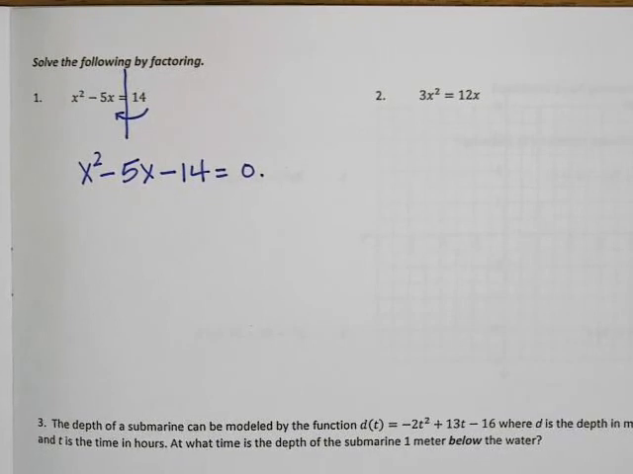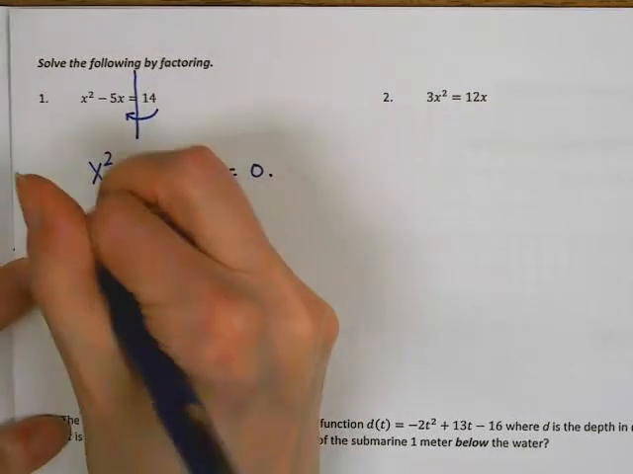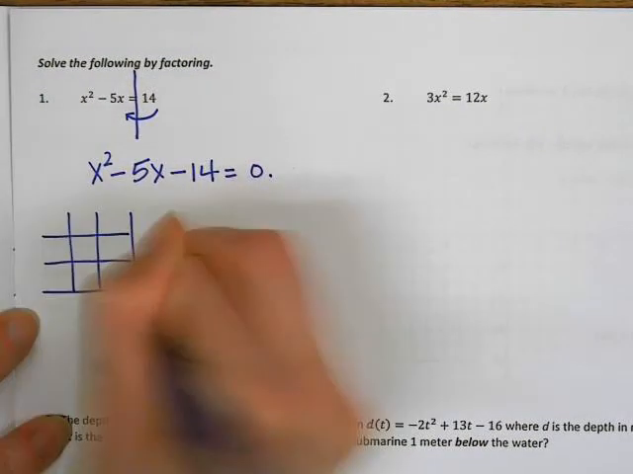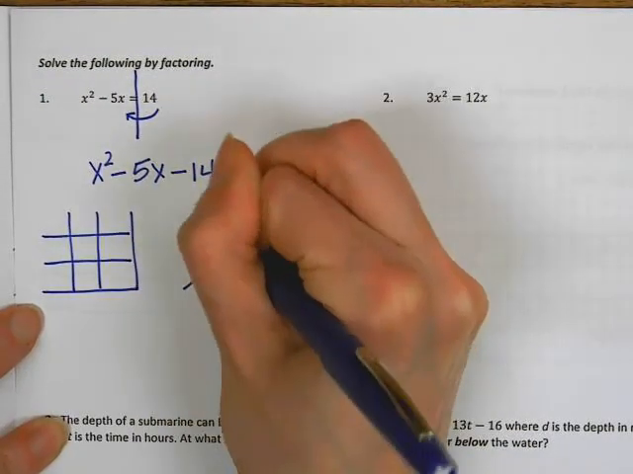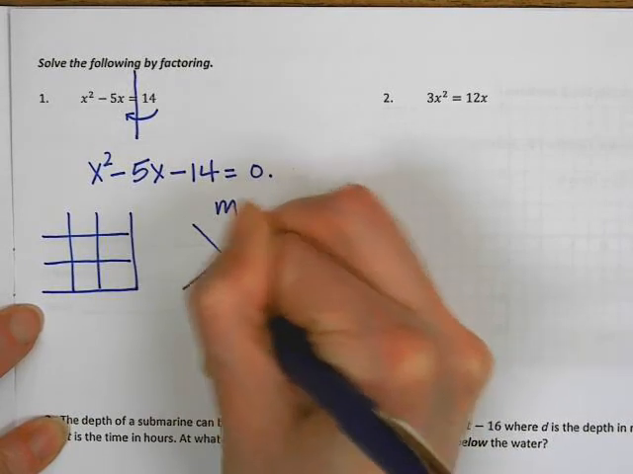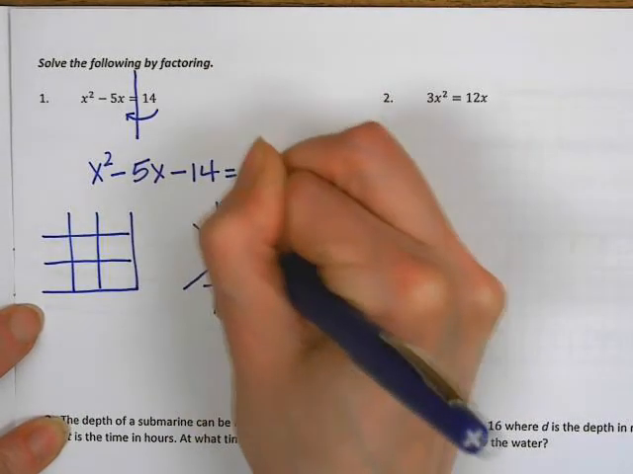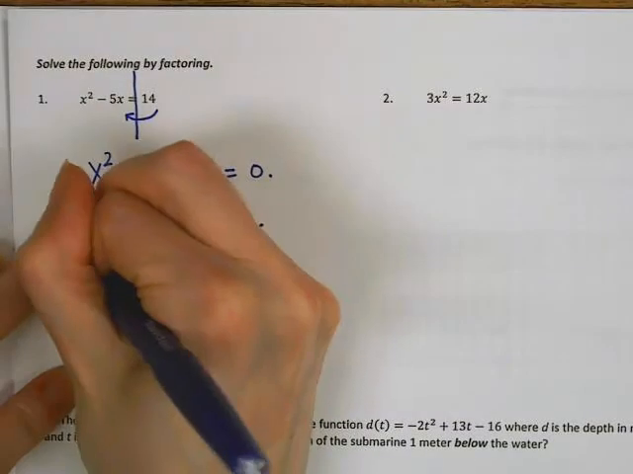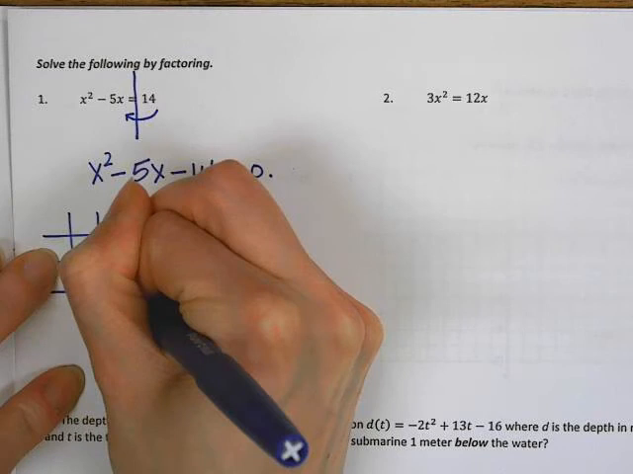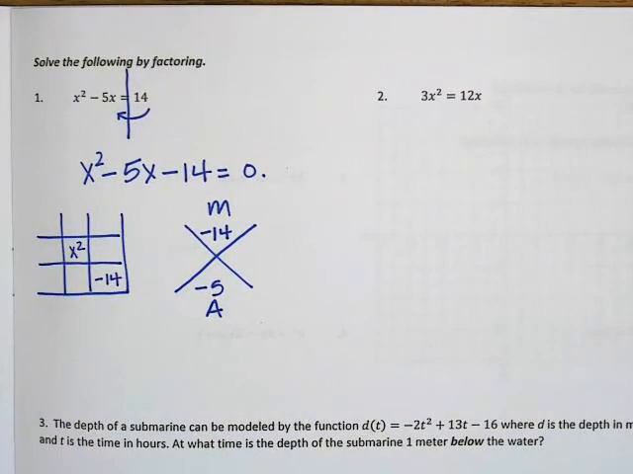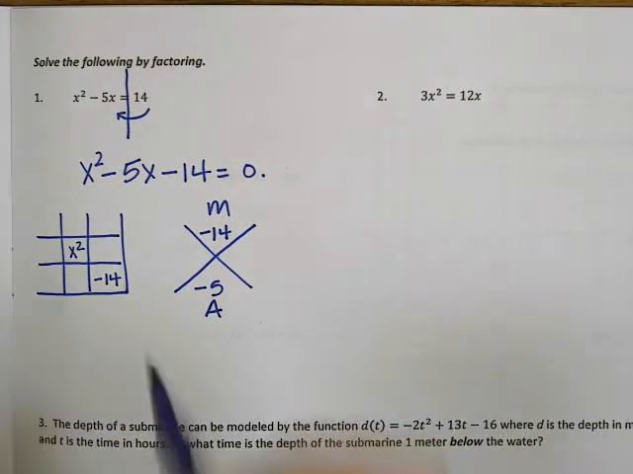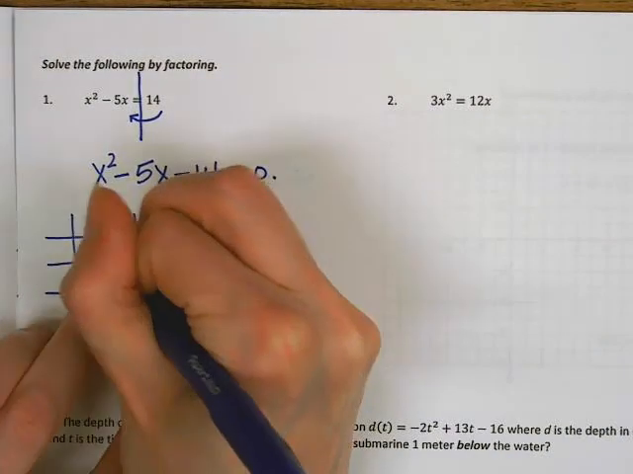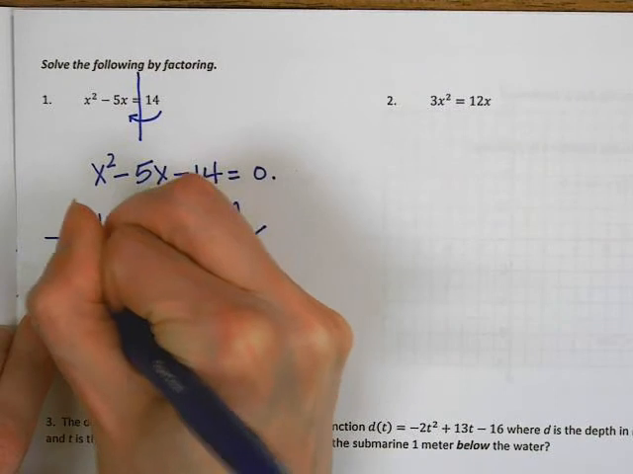Okay, now that it equals 0, we factor, which is a trinomial, box, and MA. So two numbers that add to negative 5 and multiply to negative 14. The x squared goes here and the minus 14 goes here. Okay, so find those numbers. It's looking like it's negative 7 and 2, and we're going to give them both x's.